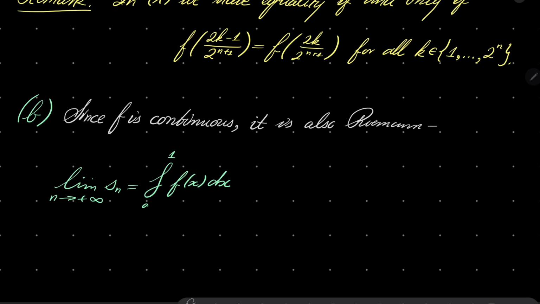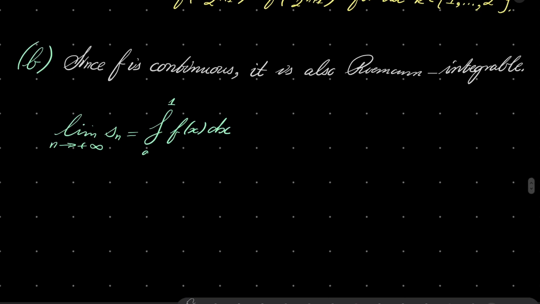It's Riemann integrable. Every continuous function defined over a compact interval is Riemann integrable. Alright, but I claim that the limit equals the Riemann integral. How do I know it? Well, think about how the Riemann integral is constructed.